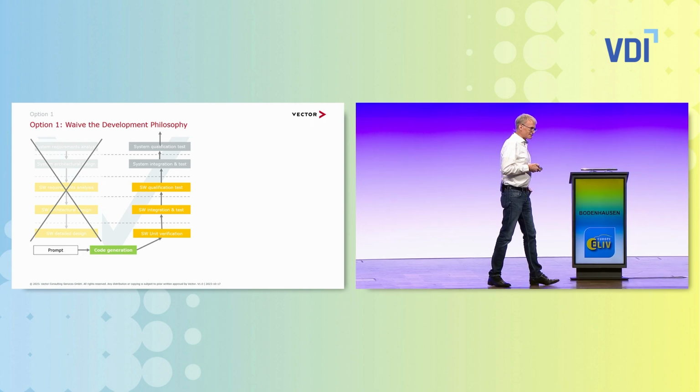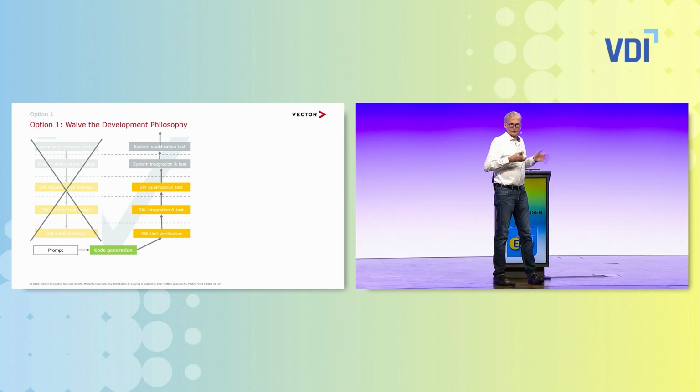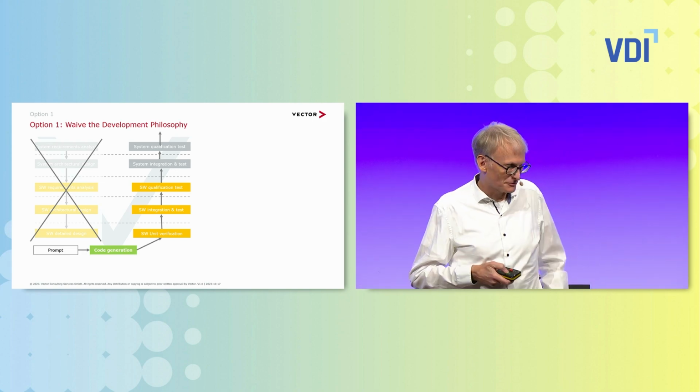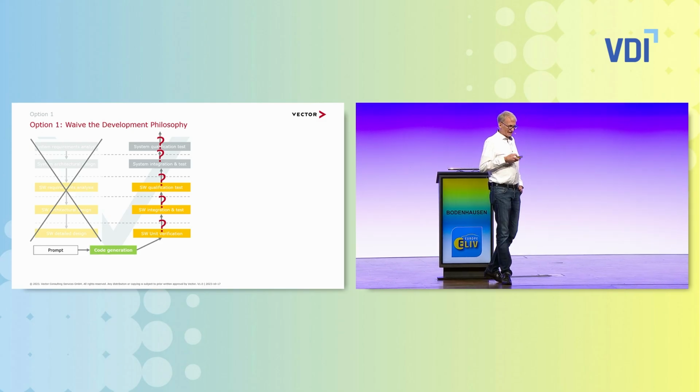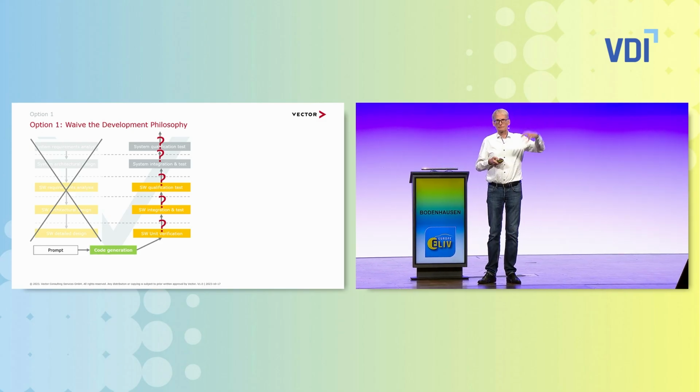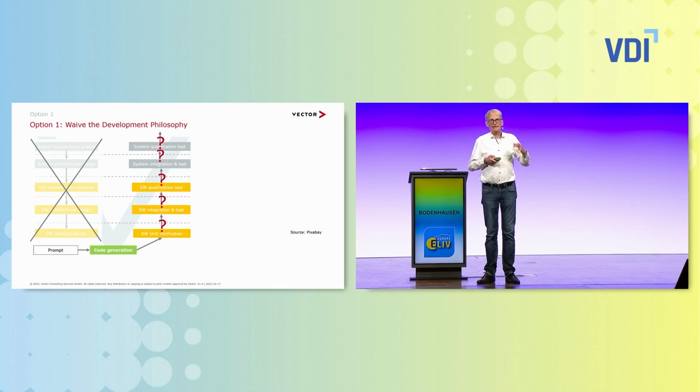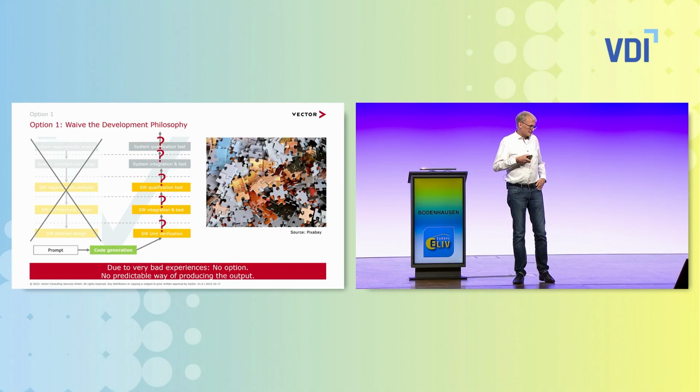That by no means fits the complexity of our software today. We cannot do that. It's not clear how we finally put together the system. It's not clear how we can get the software integrated. So how to put all the puzzle pieces together is not acceptable today. So let's forget about this option.